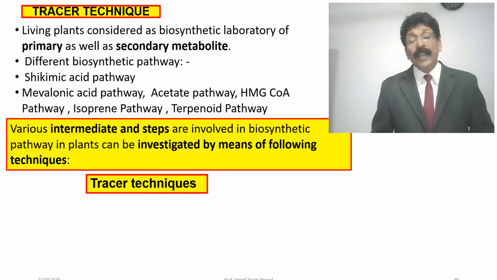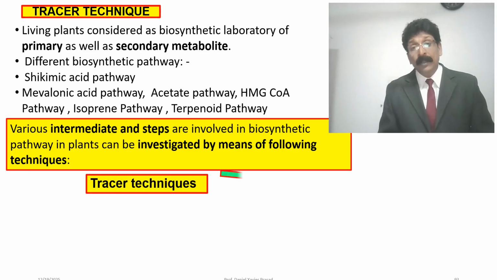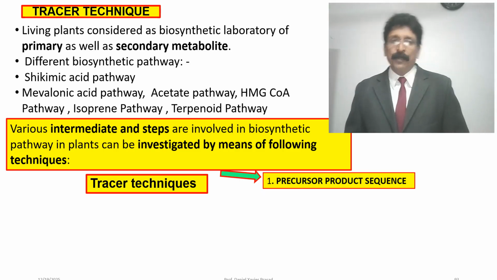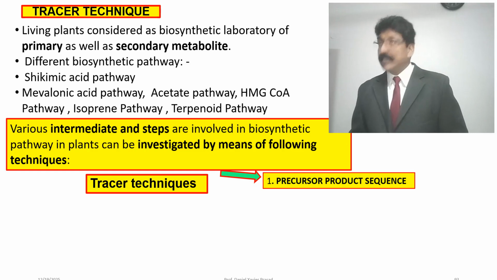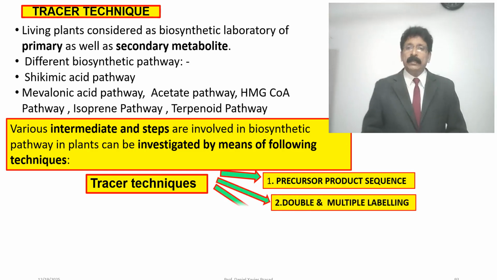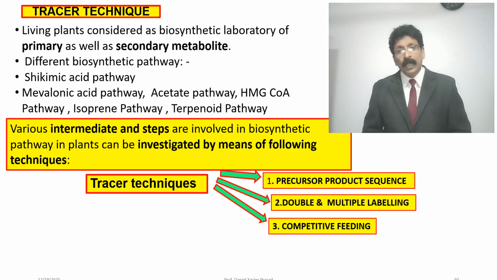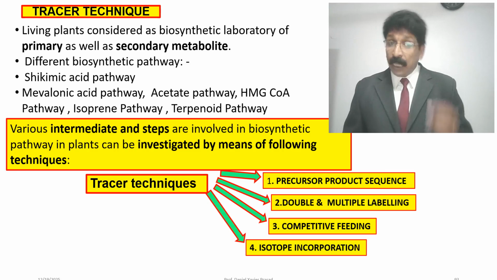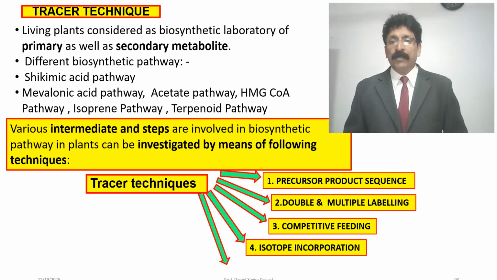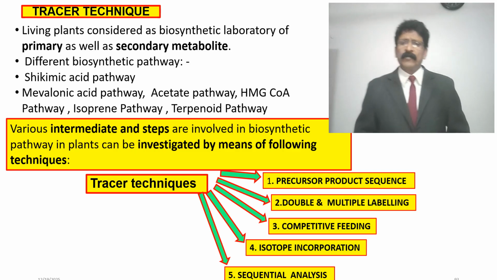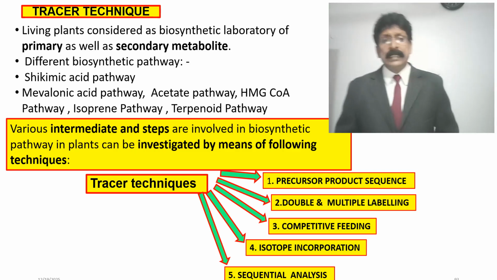So here, in the tracer technique, we have some different methods and branches. How to trace them? Number one, precursor product sequence method. Number two, double or multiple labeling method. Number three, competitive feeding method. Number four, isotope incorporation method. And number five, sequential analysis. So all these techniques can be followed.